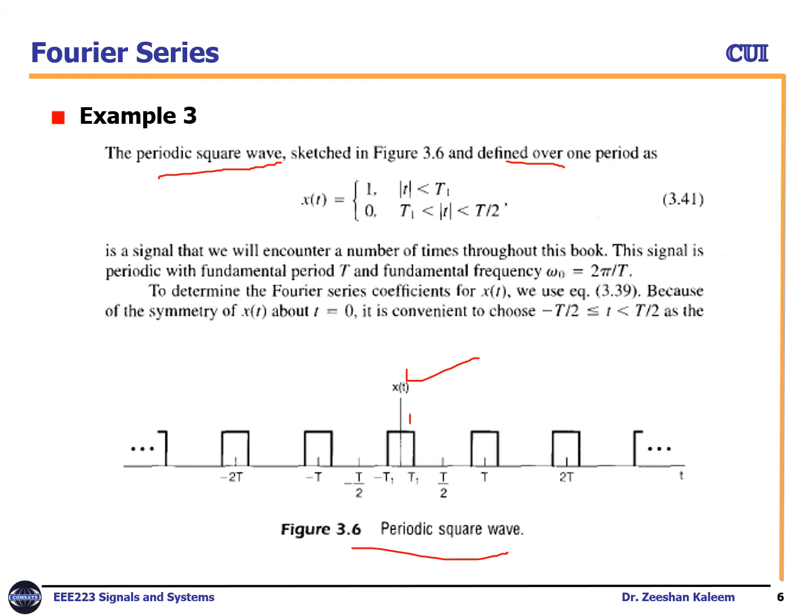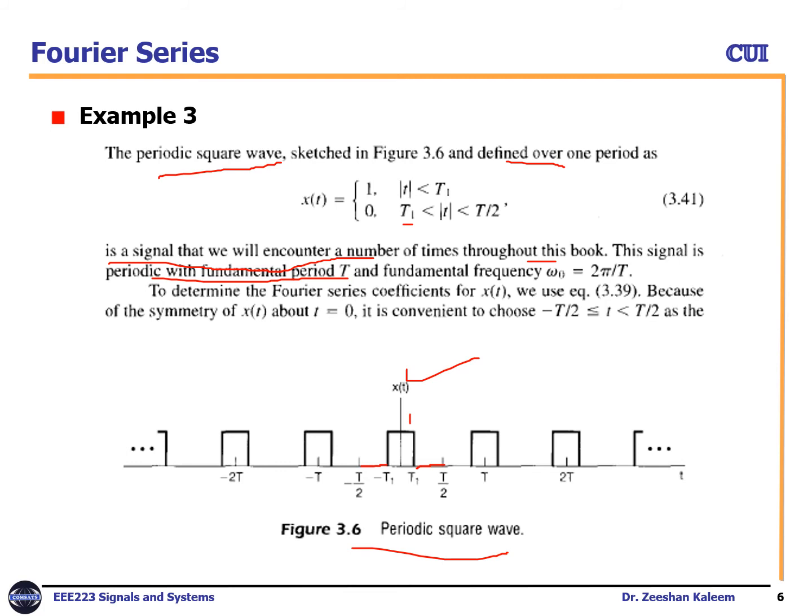And the 0 for other range. For example, 1 for |t| less than t1, and 0 for t1 less than |t| less than T by 2. Similarly, from here to here, it is 0. This is a signal that we will encounter a number of times throughout this book. This signal is periodic with fundamental period of T. So this is the fundamental period from where it repeats again.